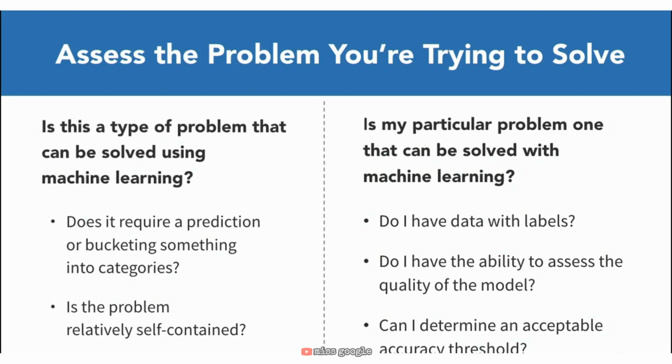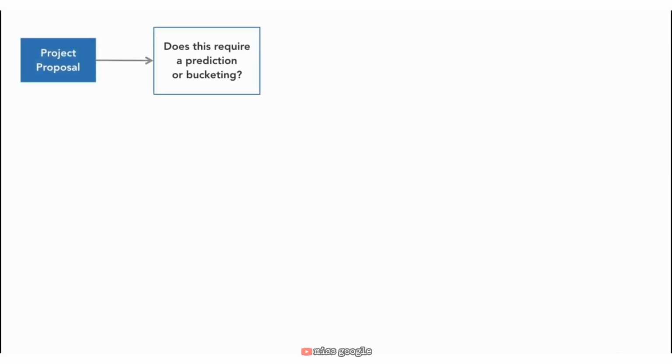So these are just some of the questions that you would ask yourself when determining whether this problem is a fit for a solution using machine learning. Now let's try and reorganize all this information into a flowchart that should hopefully provide a step-by-step process of the questions to ask to determine whether your given project proposal is a fit for machine learning. So again, you start with a project proposal. The first question right off the bat you should ask is, does this require a prediction or bucketing?